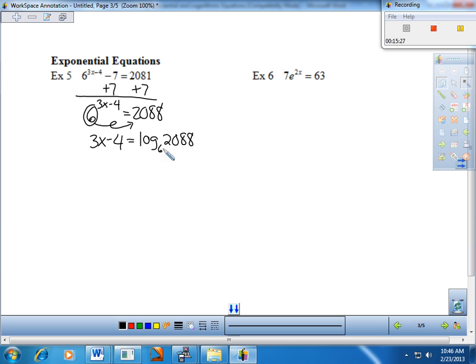And so remember what this constant means, by the way. When I see log base 6 of 2088, what it basically is saying is 6 raised to the something is 2088. Well, let's find out what that is.